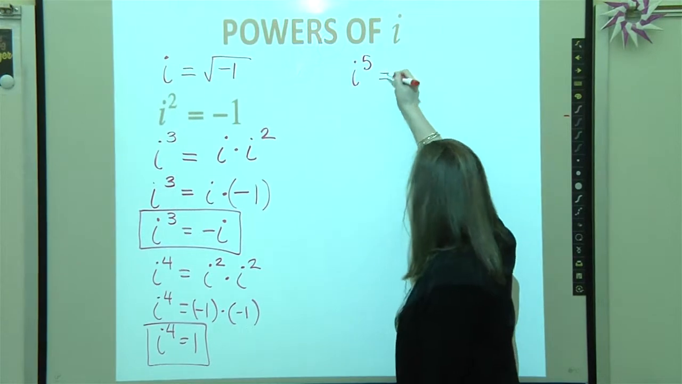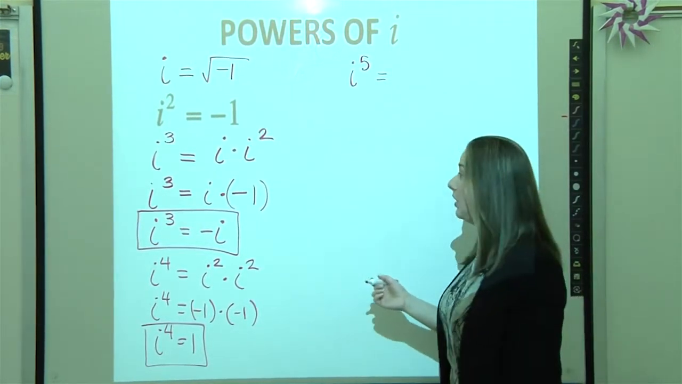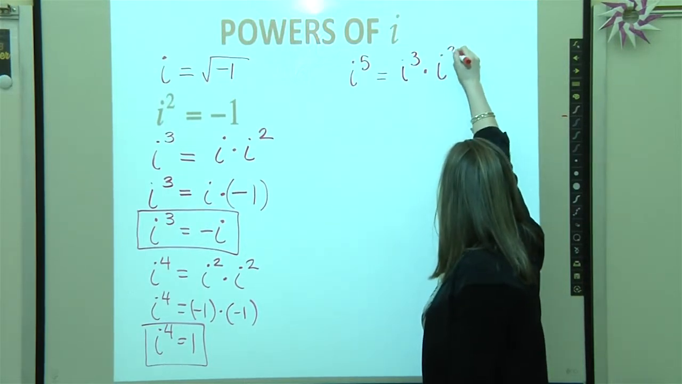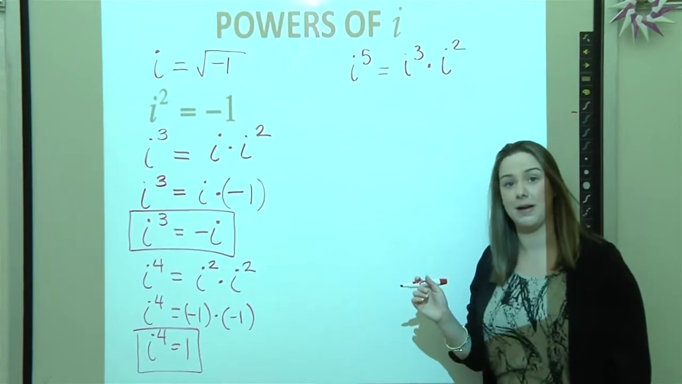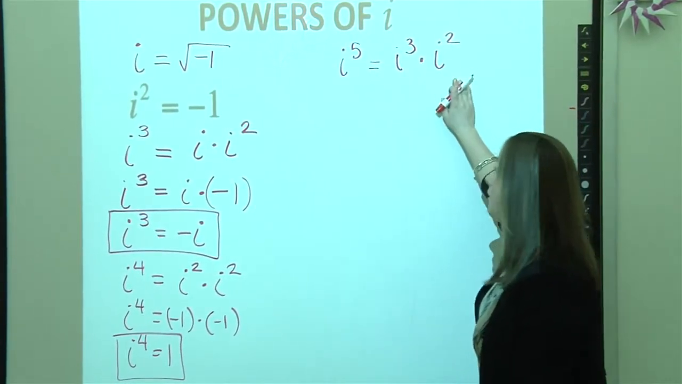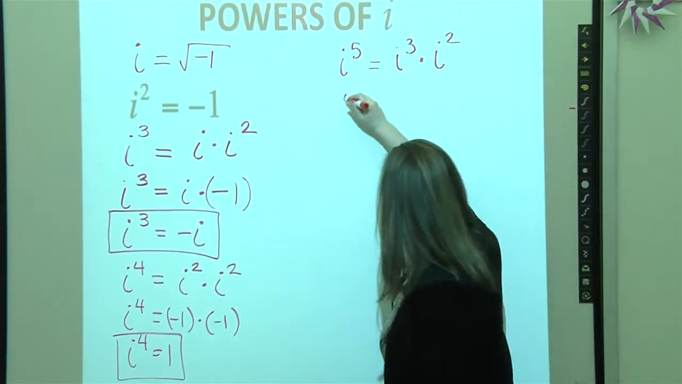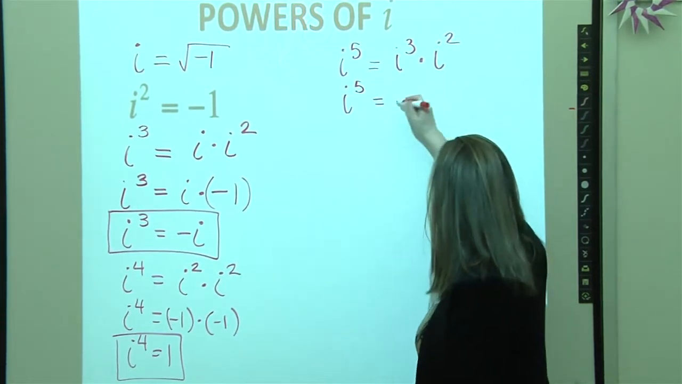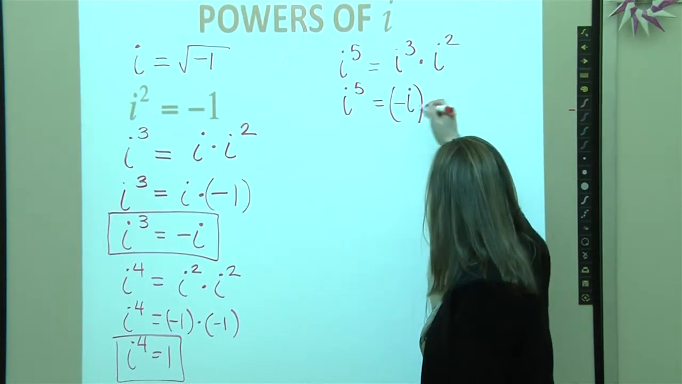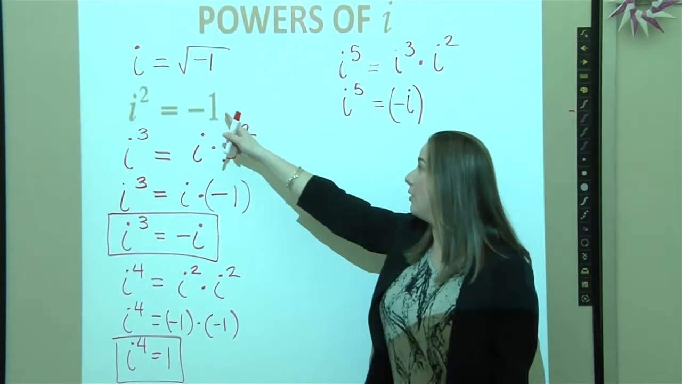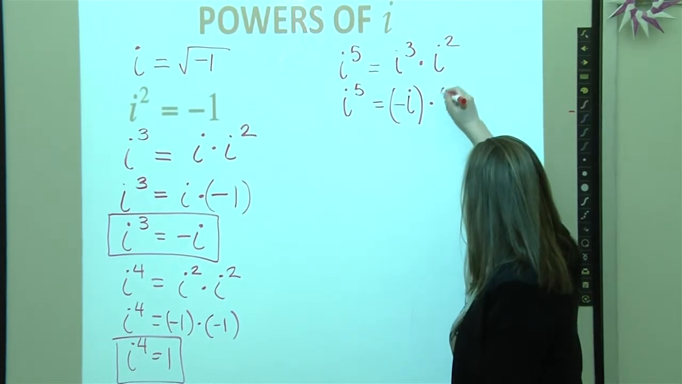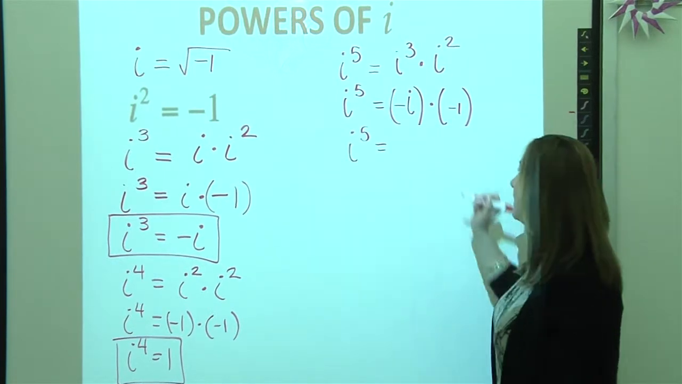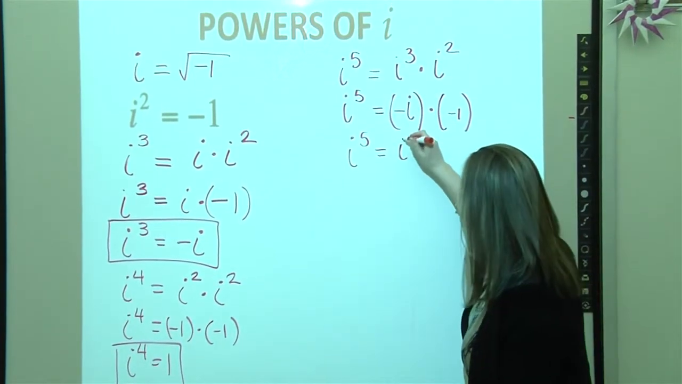i to the fifth, we can think about any combination of this. So why don't we do i to the third times i to the second. 3 plus 2 is going to give me my 5. So we know what i to the third is. We know what i squared is. i to the fifth equals i to the third, which is negative i, which we proved, and i squared equals negative 1.